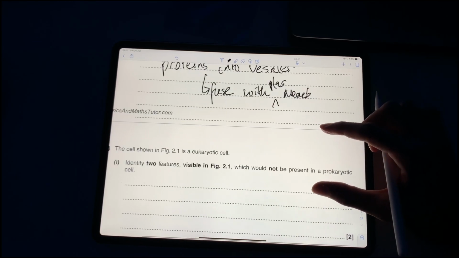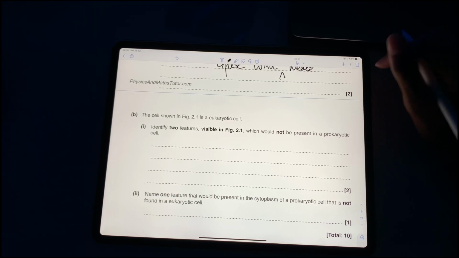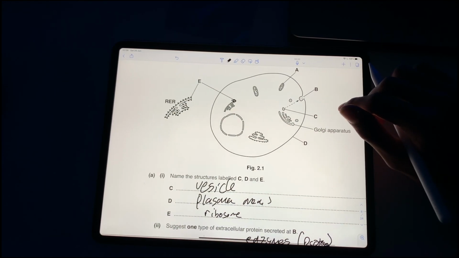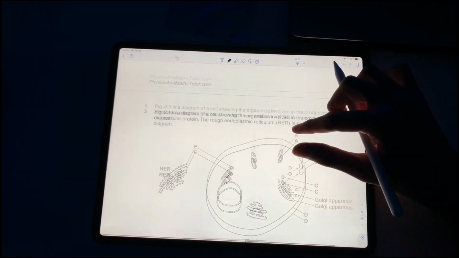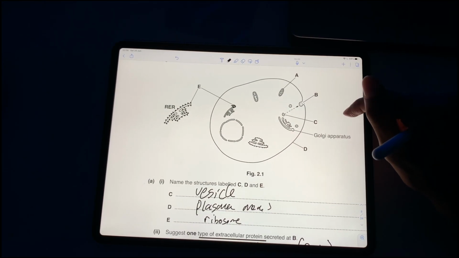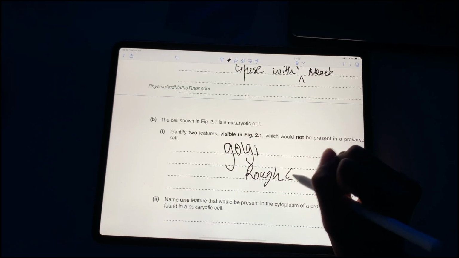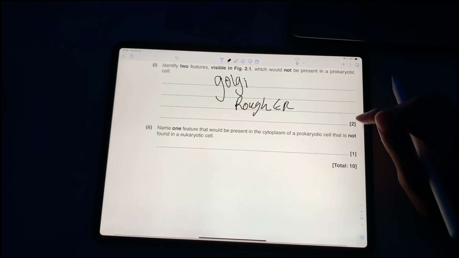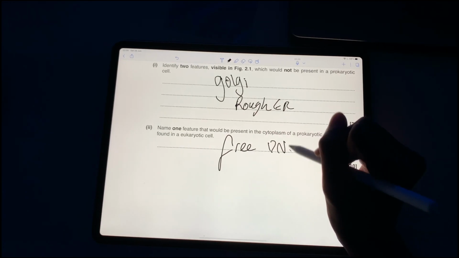Then where am I? Identify 2 features visible which would not be present in a prokaryotic cell. Oh, 2 features visible in 2.1. The Golgi, and this is a complete guess. Golgi, ribosome is a prokaryotic feature, so that's out of the question. And the rough ER? I don't know. Name one feature that is not found in the cytoplasm. Is it free DNA or free genetic material?